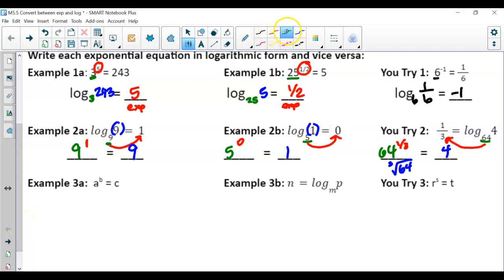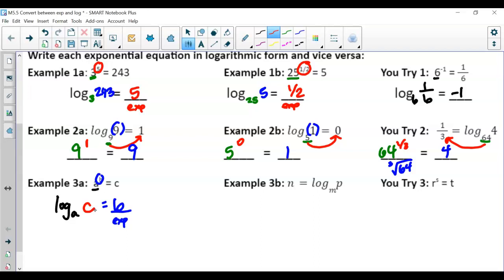So like here, for example, I've got my exponential. So we're going to write this as a log. So here we go. What is the base? A. So log base A, then what is our equation equal to? Well, what is our exponent? B. So log base A of C is equal to B. That is our equation here.